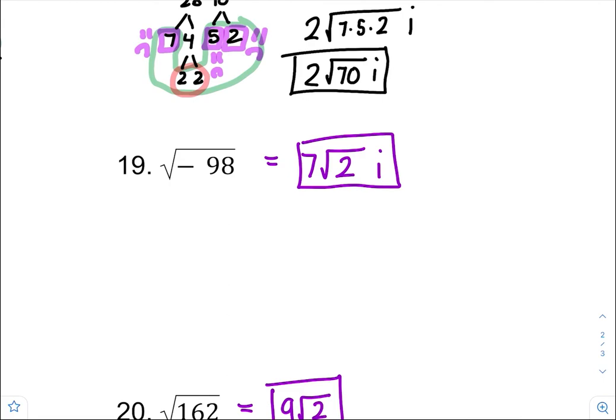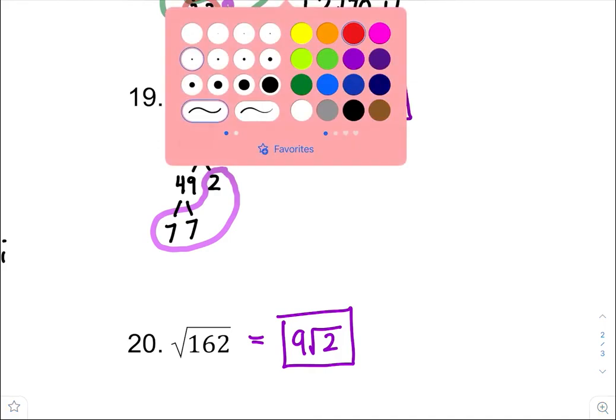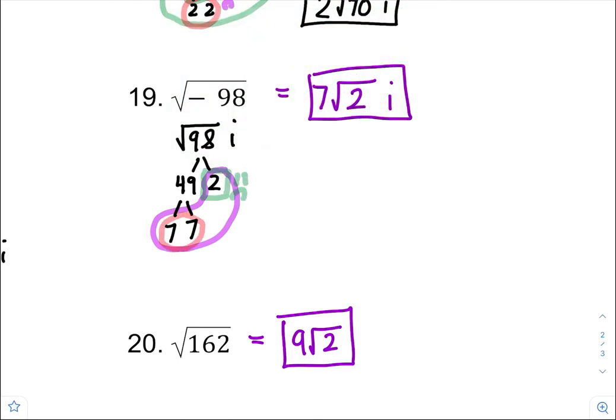19. Again, take out the negative sign and make that an i. 49 and 2 are factors, and factors of 49 are 7 and 7. So remember, only look at the prime numbers. Do not look at 49, because 49 is not a prime number. The 49 became 7 and 7. So from just the prime numbers, we have a pair of 7s, and we got a leftover of a 2. So the pair of 7s goes on the outside of the square root, and the leftover 2 goes on the inside. And don't forget your i on the outside.